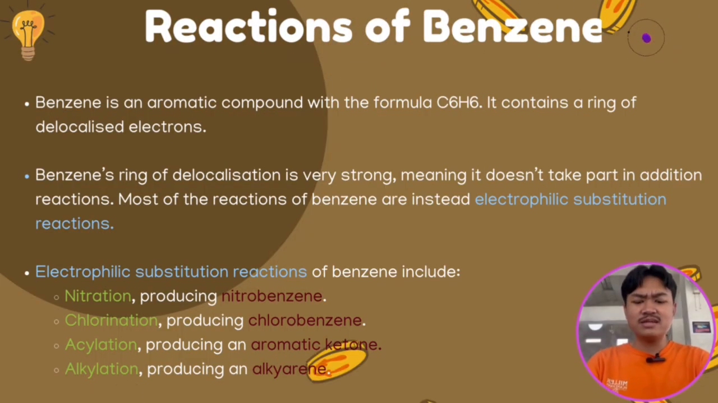Have you guys ever wondered how benzene reacts with other compounds? I, Ishvan, will tell you how. Well, first of all, benzene is an aromatic compound with the formula C6H6. It contains a ring of delocalized electrons. Benzene's ring of delocalization is very strong, meaning it doesn't take part in addition reactions. Most of the reactions of benzene are instead electrophilic substitution reactions.